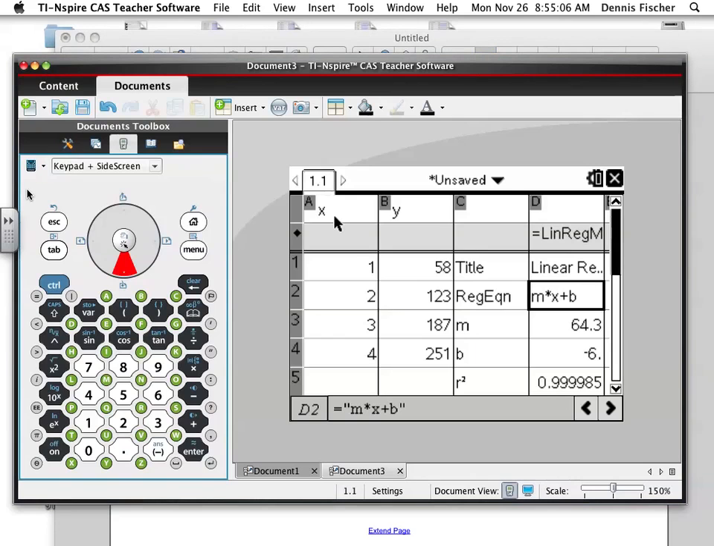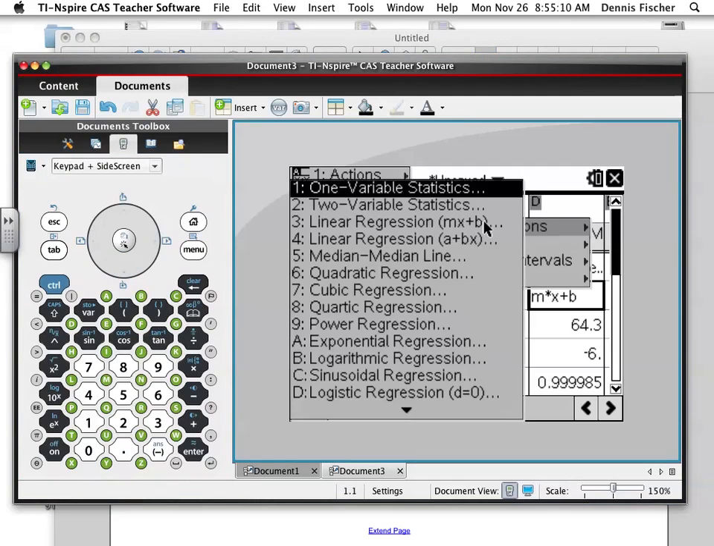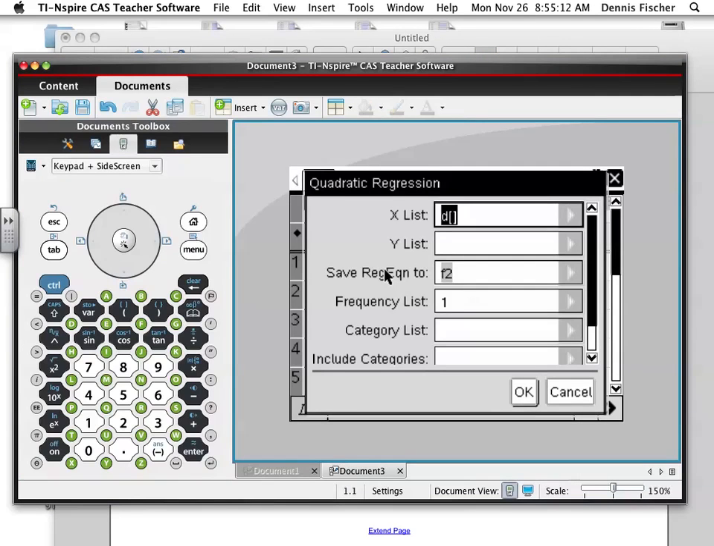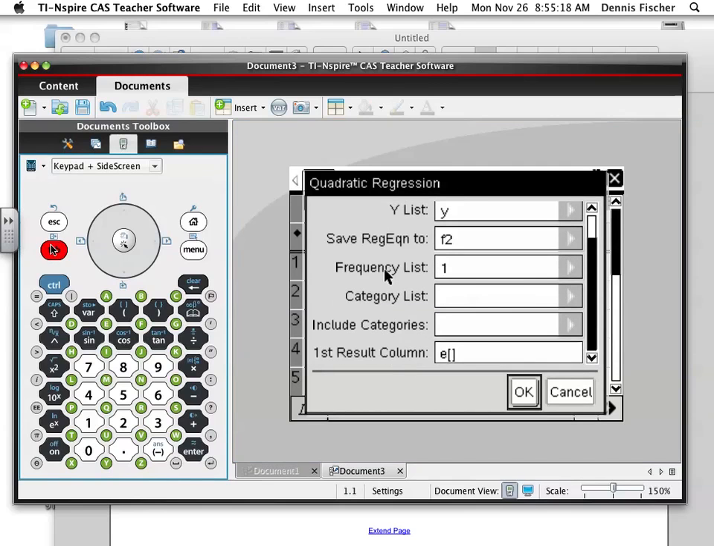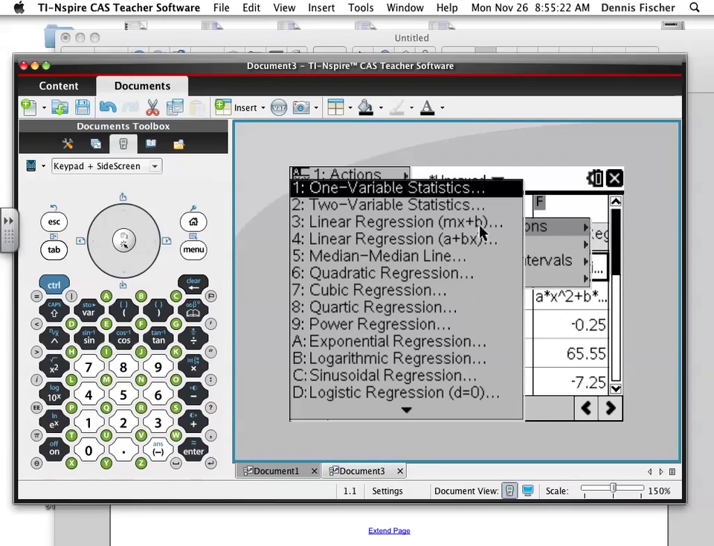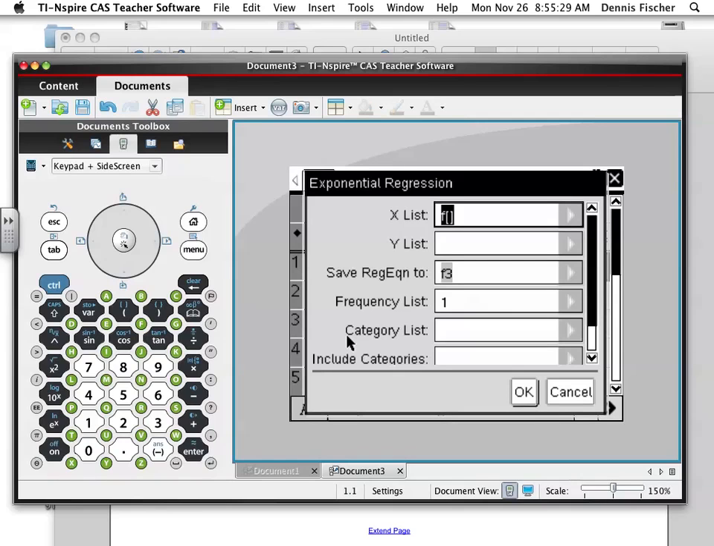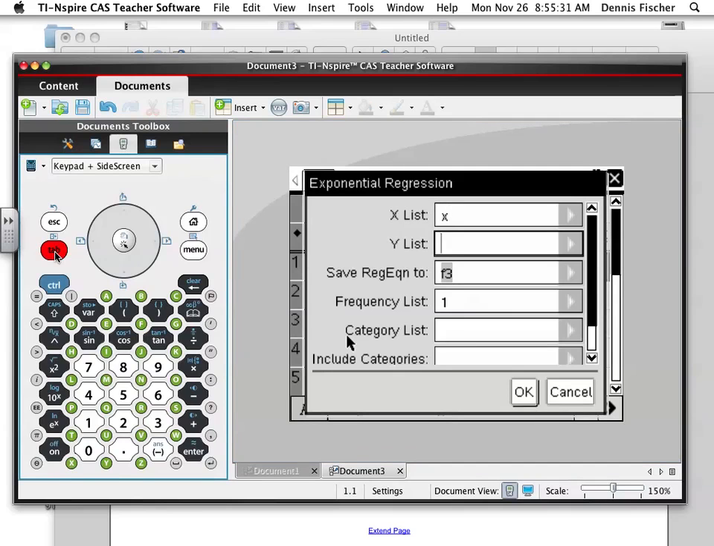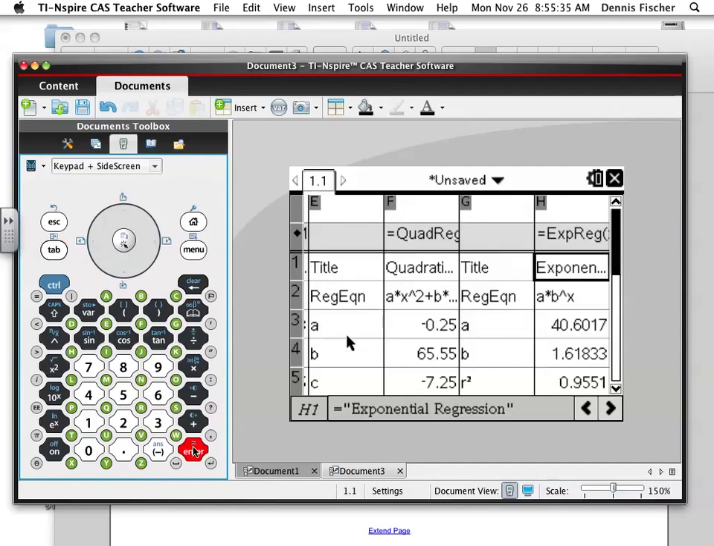Okay. So now if I went back to menu, statistics, I'm gonna do quadratic real quick. You don't have to watch, you don't have to do these. X, Y. Okay, and then I'm going to do statistics and exponential regression, right? Exponential, X, Y. So I got my 3 equations.